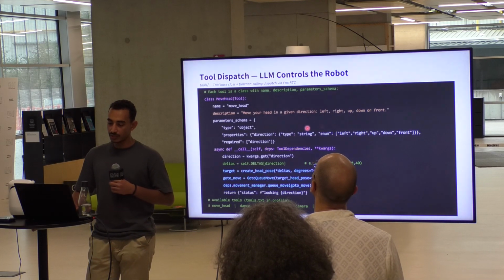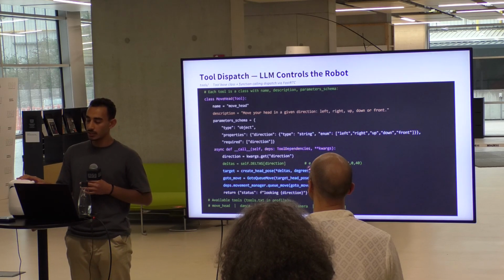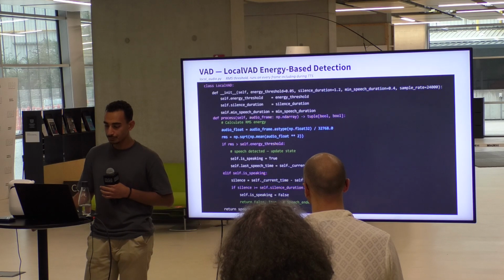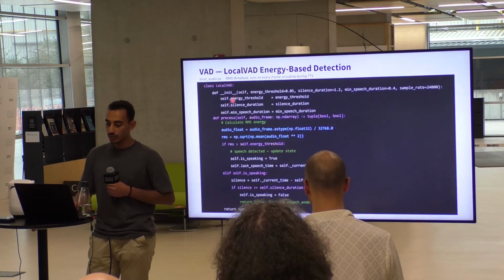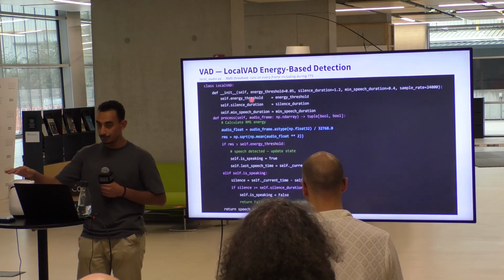Okay, this is the file responsible for the movement, as we can see: left, right, up, down, and moving the robot in the possible movement area that it has. And the local VAD function is responsible for getting the audio.